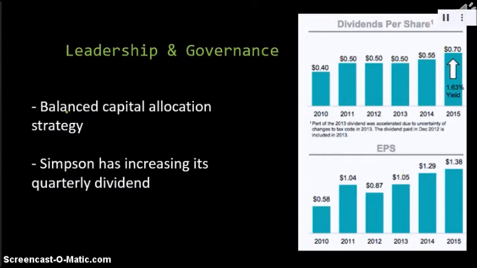The board employs a balanced capital allocation strategy that utilizes free cash flow to grow the business through capital expenditures, acquisitions, and to provide returns for stockholders through dividends and share repurchases. Simpson has increased its quarterly dividend by 80% since 2010 and repurchased 166.7 million shares since 2011. Part of the 2013 dividend was accelerated due to uncertainty of changes to the tax code in 2013.